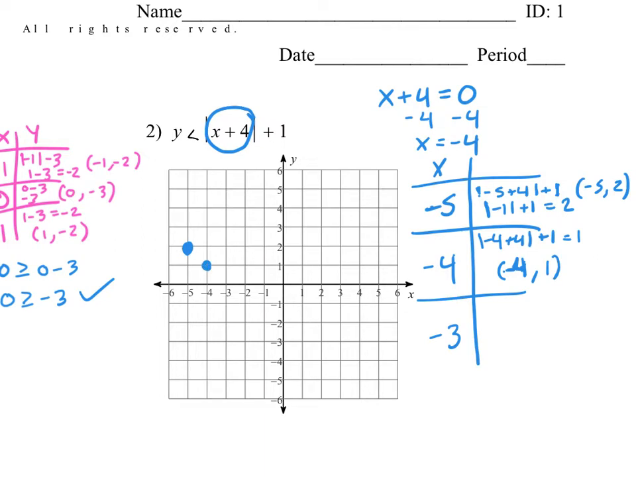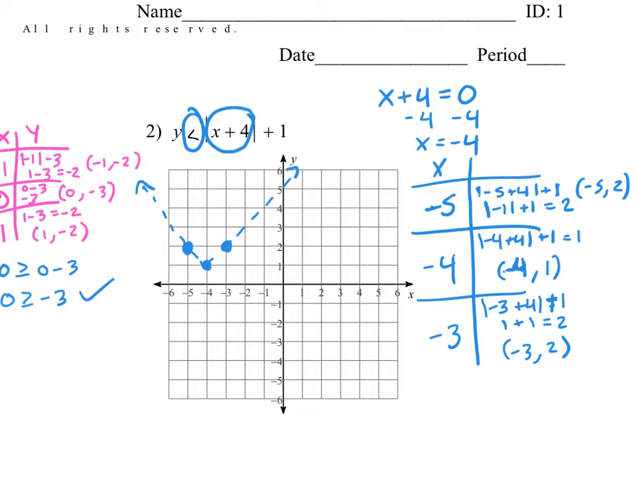And lastly, we plug in -3. So we have the absolute value of -3 plus 4 plus 1. So -3 plus 4 is 1. The absolute value of 1 is still 1. So 1 plus 1 is 2. So our point here is -3, 2. So we go to the left 3, up 2. Here, we just have a less than sign, so we know we're going to have a dotted line, a dotted V here.